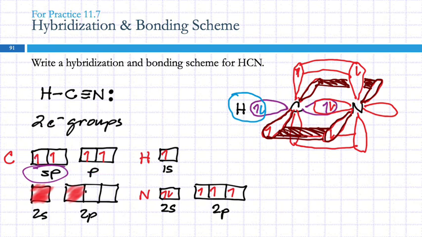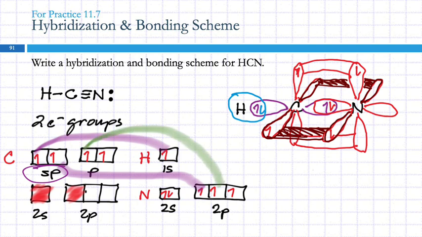Oops, it's not what I meant to do. So, these guys are overlapping, and these guys are overlapping. And then this guy is overlapping with that guy, and this guy's overlapping with this guy. We're not going to draw those lines. Now we're going to label these bonds.